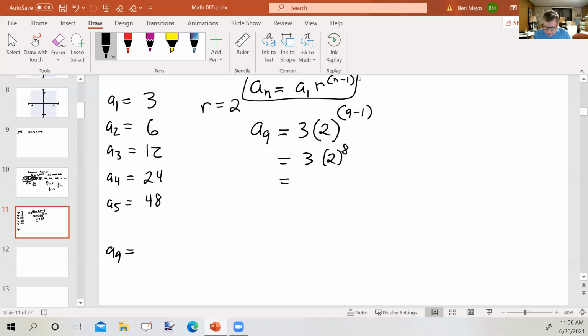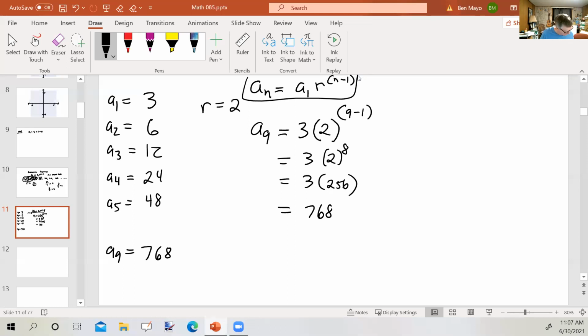Order of operations, we do exponents before regular multiplication. So you would not take 3 times 2 and get 6 and raise that to the 8th power. We would take 3 times 2 to the 8th power. 2 to the 8th power is 256. And 3 times that is 768.